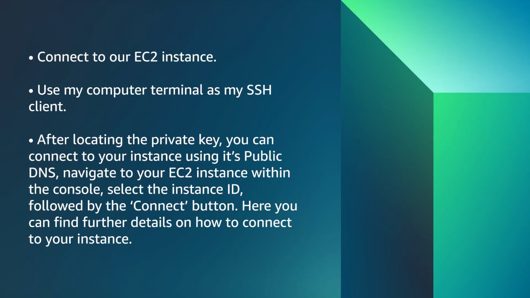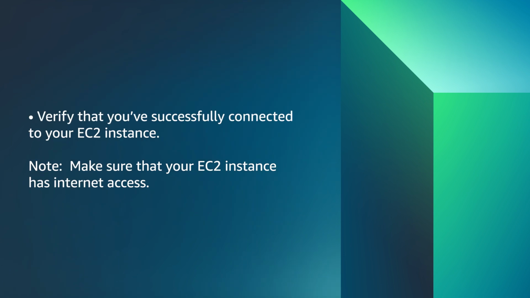First, connect to our EC2 instance. For this tutorial, I'll use my computer terminal as my SSH client. After we locate the private key file, we can connect to the instance using its public DNS. Verify that you've successfully connected to your EC2 instance. Note, make sure your EC2 instance has internet access.